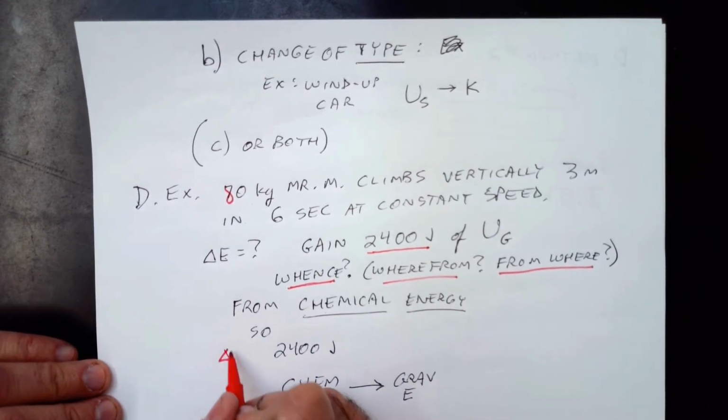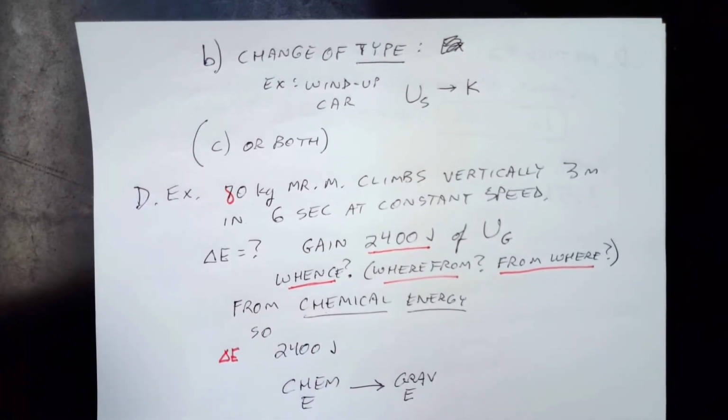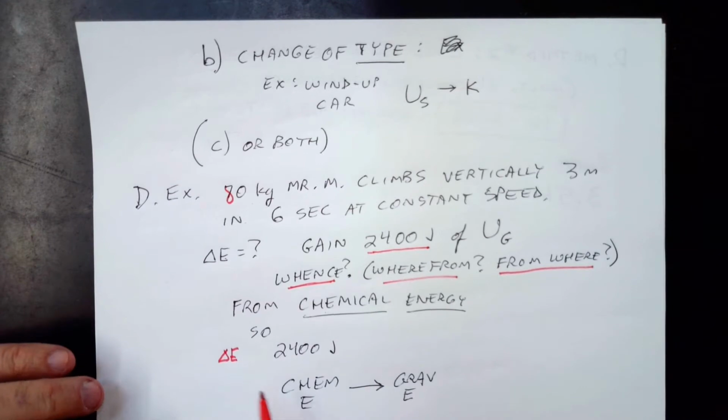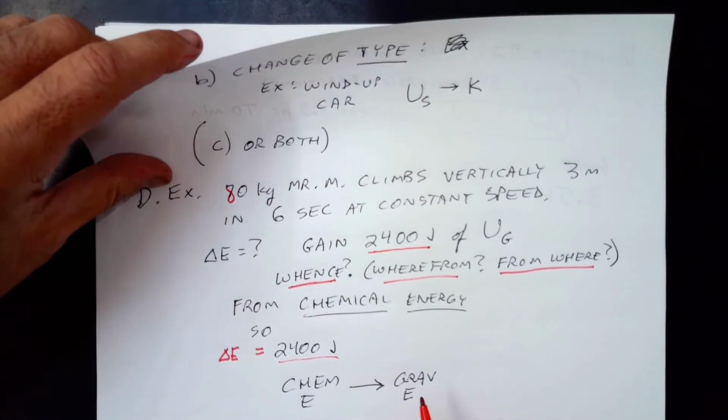So we say there's a delta E, not because we've added or subtracted energy to the total of the universe, but because it's changed type. 2,400 joules of energy has changed from chemical into gravitational. All right, that sets us up to understand the concept of power.